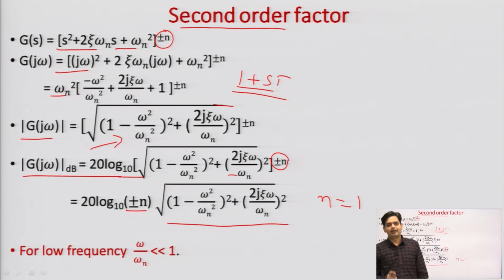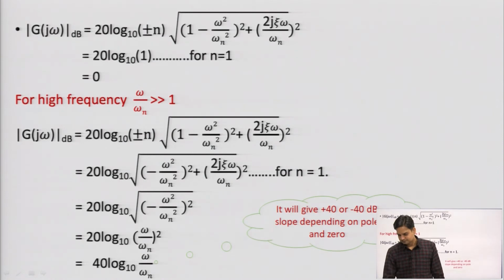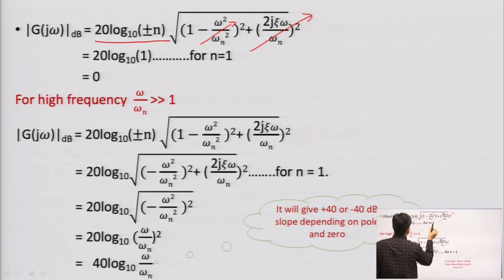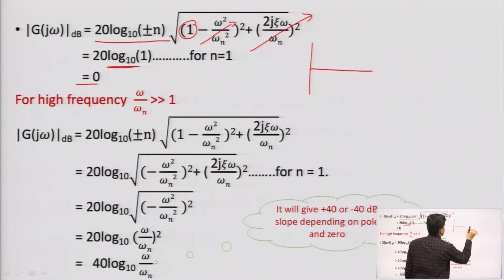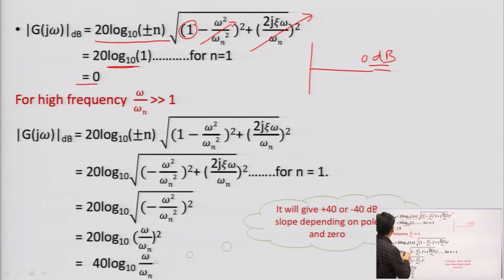Again we will apply the approximation of high frequency and low frequency. For low frequency, I assume omega by omega n is very small compared to 1. Then this factor is very small and I can neglect it, so this becomes 1 only, and log of 1 will be 0. It means for low frequency I will get a 0 dB line, the same as we were getting in the first factor case.